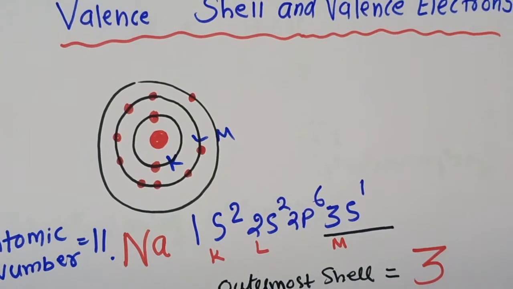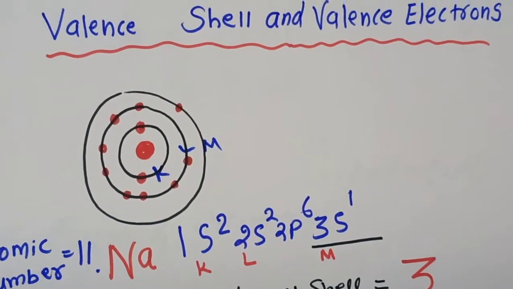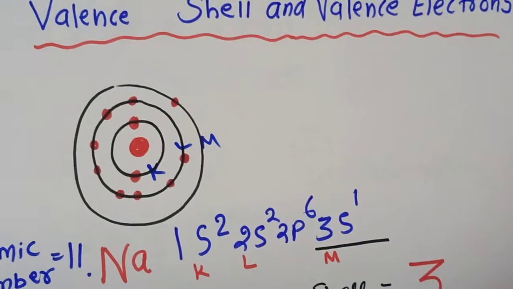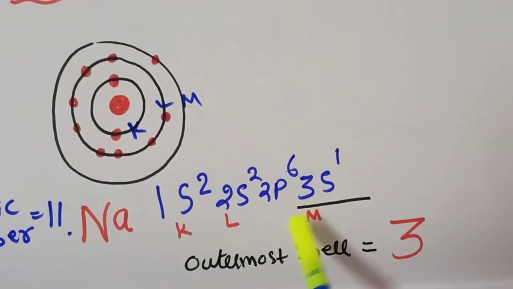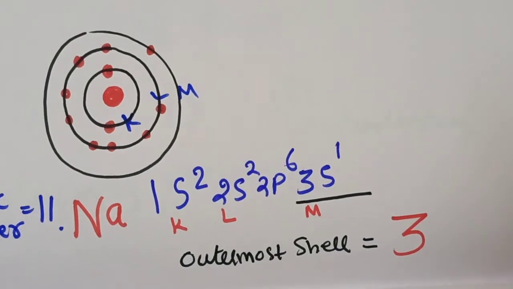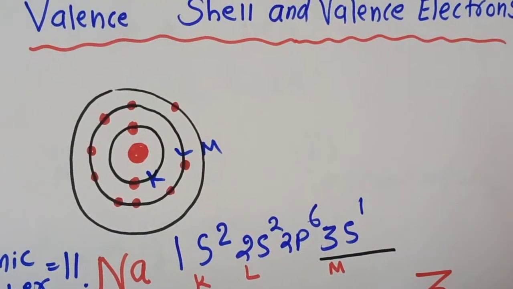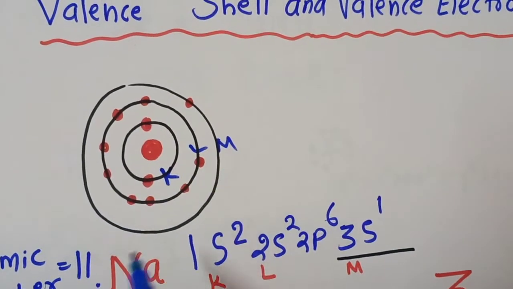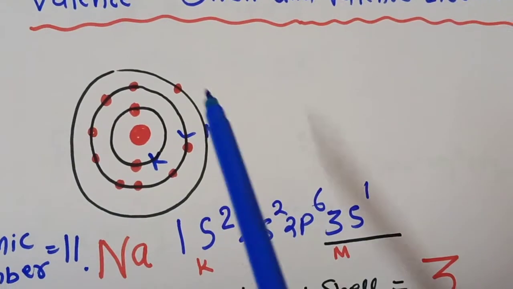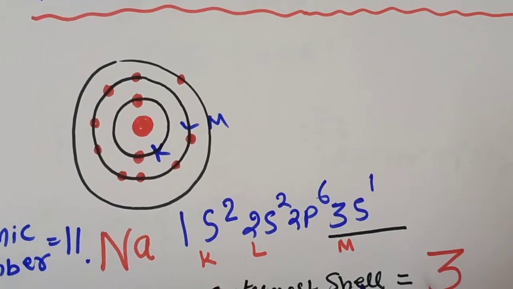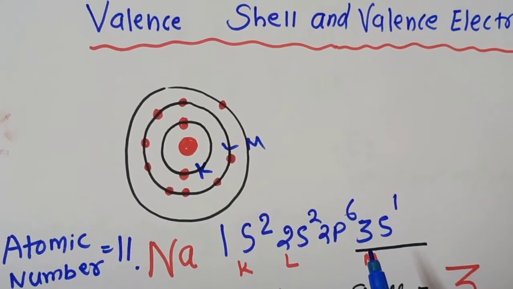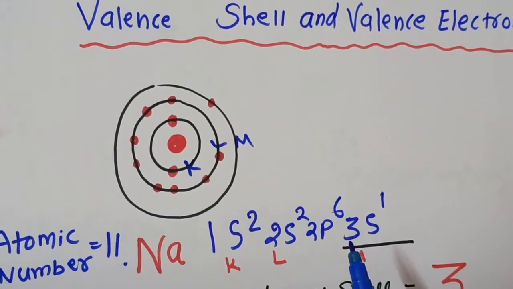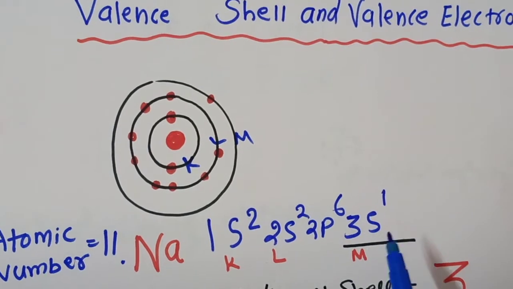3s1. So what is the outermost shell here? Sometimes students are confused, they will say 3s, but what is the outermost shell? Shells are the orbits or the energy levels, as I have already discussed in my previous video. So if you see here it is 3s1. In this, the outermost shell is the third, not the 3s, because s is the subshell.